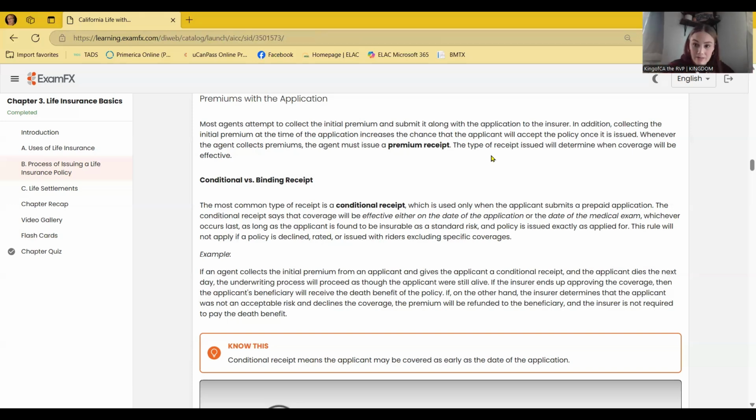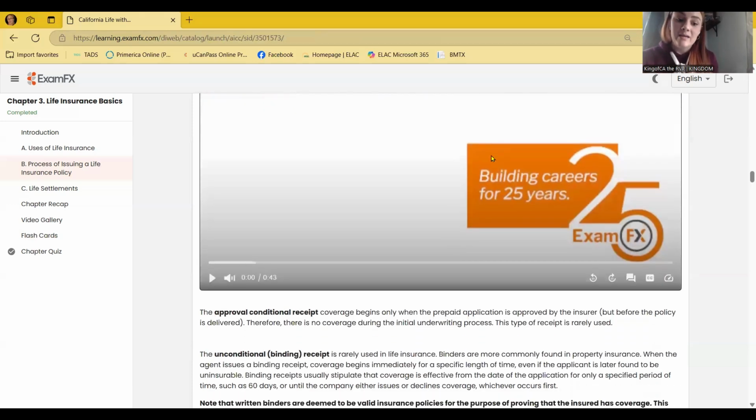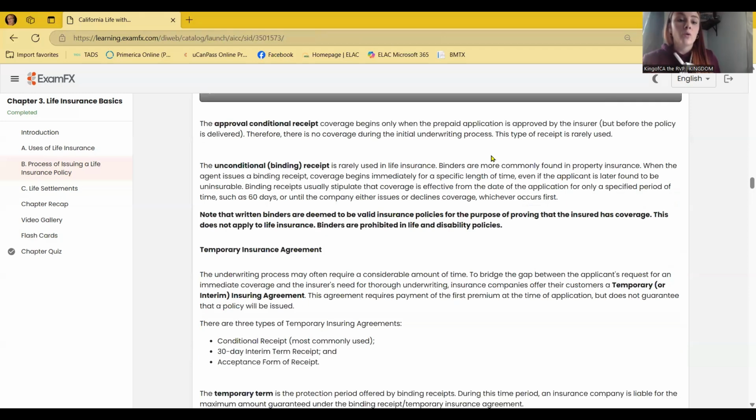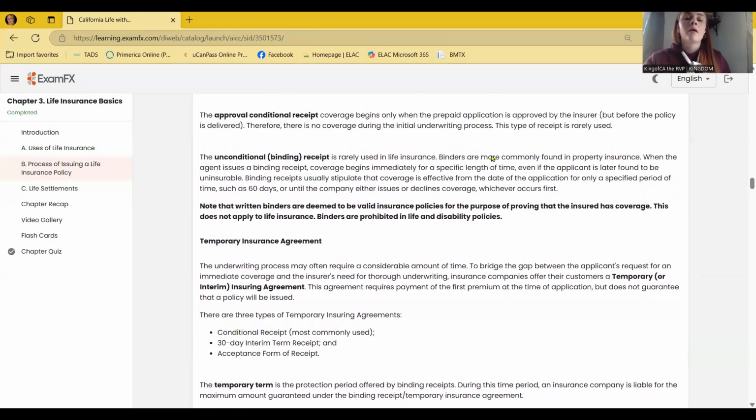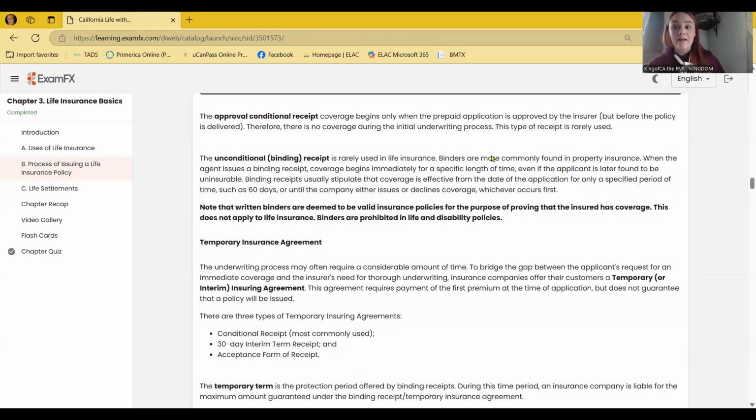And then you have binding receipts. Binding receipts are not normally used when it comes to life insurance. They're used more for property insurance. Okay. So binding receipts are more like a guaranteed coverage instead of conditional coverage.